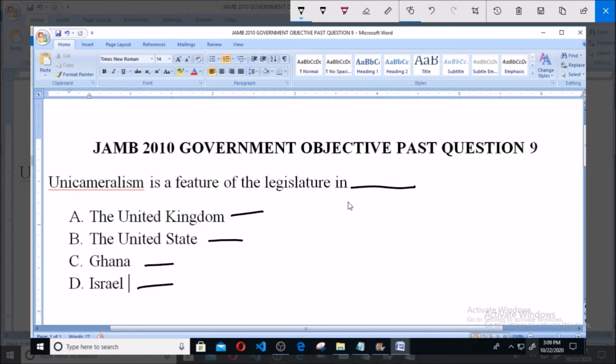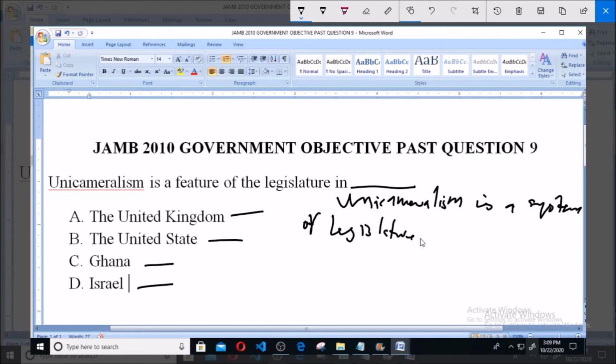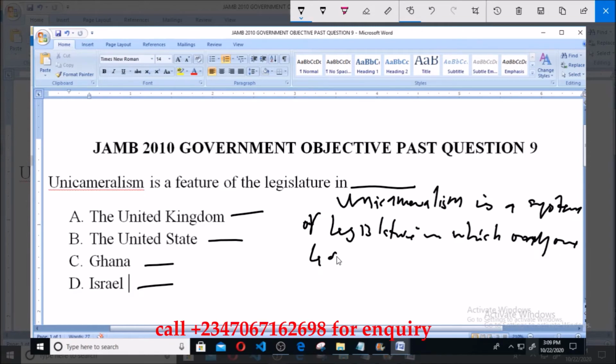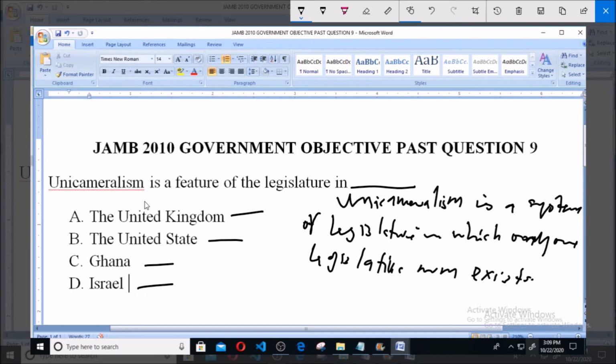Now when we talk of unicameralism, unicameralism is a system of legislature in which only one legislative arm exists, and in knowing a state or country that practices unicameralism, it is said that unicameralism is best for a small country or a small state.